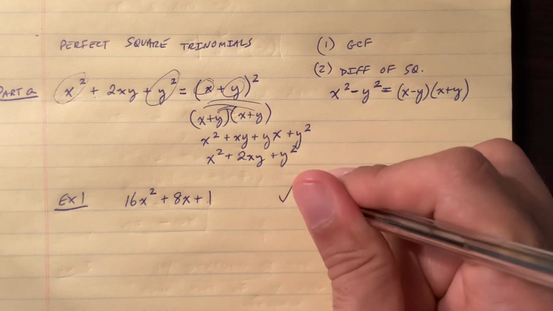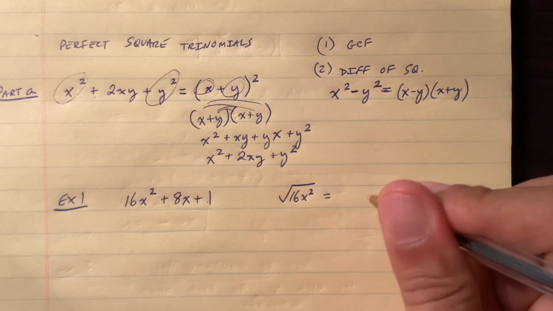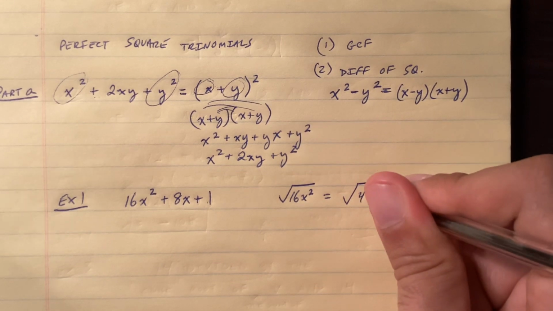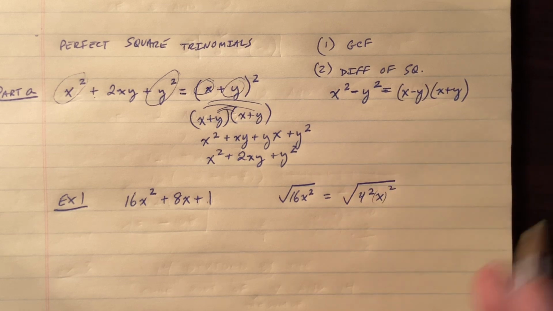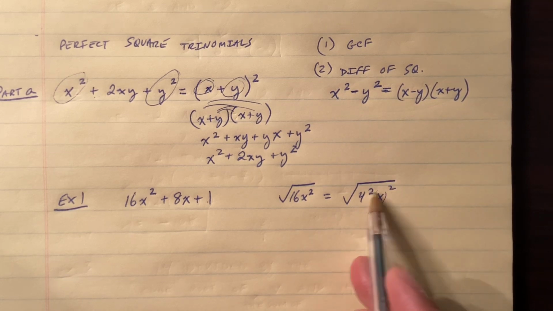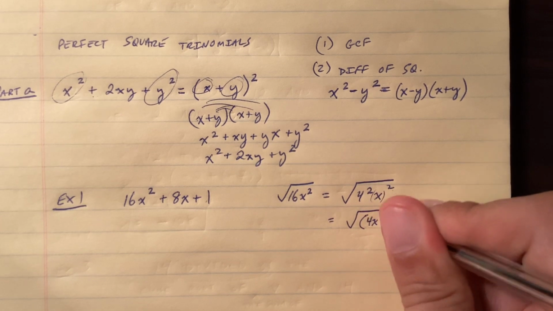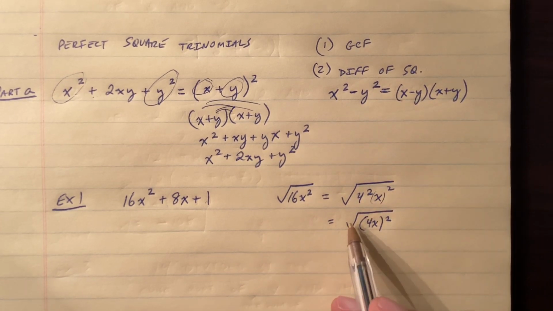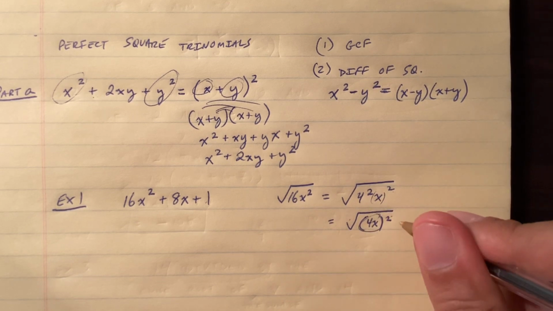The square root of the first term, 16x to the second. All right, remember we can rewrite this as 4 squared, and this is also x squared. Because each of these has the same exponent, we can rewrite it as this. And notice because the index matches the exponent, our answer is just whatever the base was equal to.